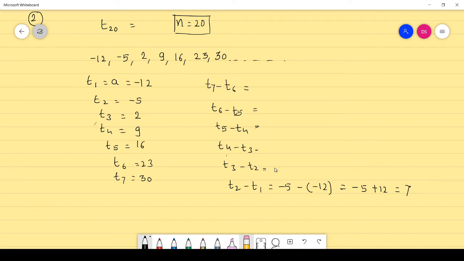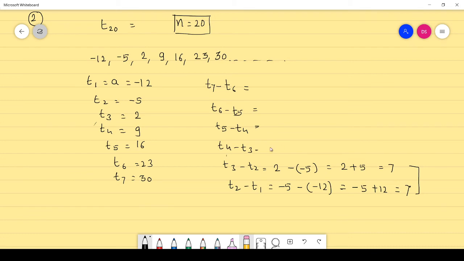T3 is nothing but 2, minus, what is T2? That is nothing but minus 5. Minus minus will become plus. So 2 plus 5, then again we got 7. But no need to stop over here. Take at least 2 or 3 more terms, to check whether that difference will be constant or not.